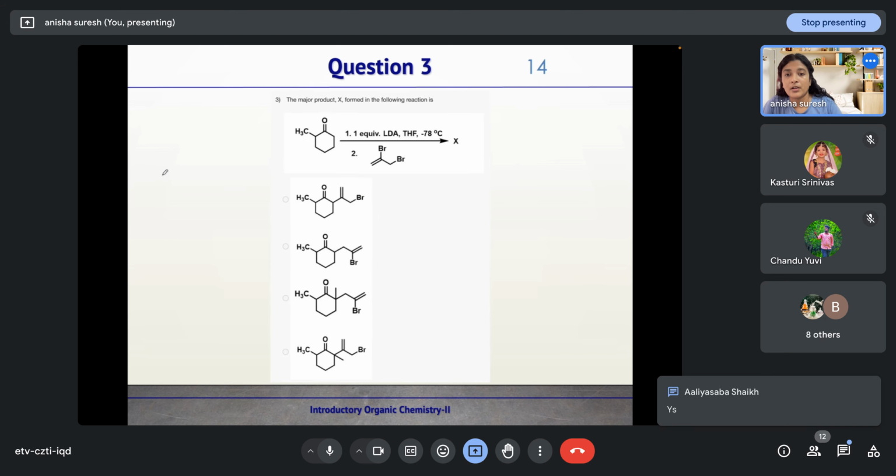Okay. Now coming to the next question. The major product X formed in the following reaction is, so here a cyclohexanone derivative is given, and it is treated with one equivalent of LDA in presence of THF, and it is quenched with this alkyl bromide. So what is the X that is forming here? B. Okay, let us see the mechanism.